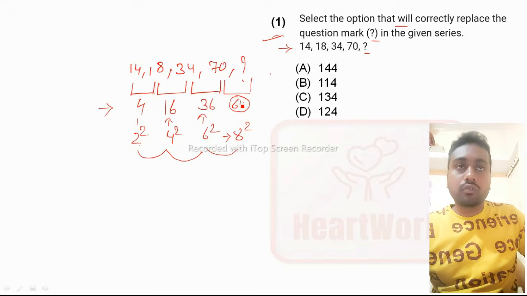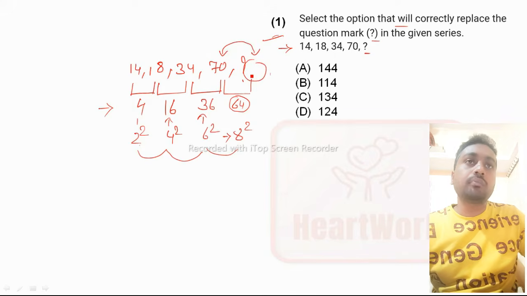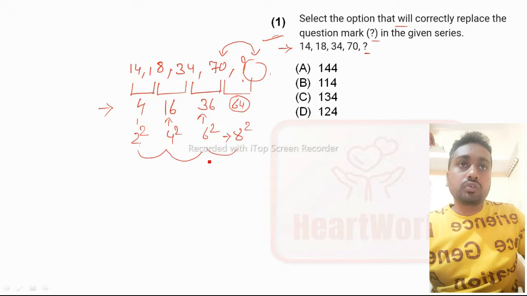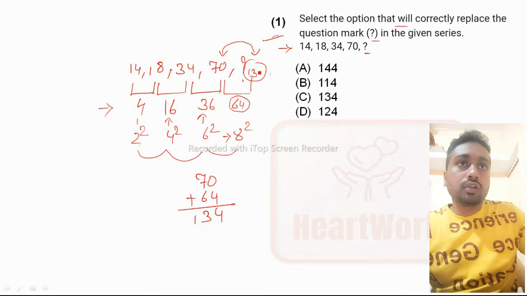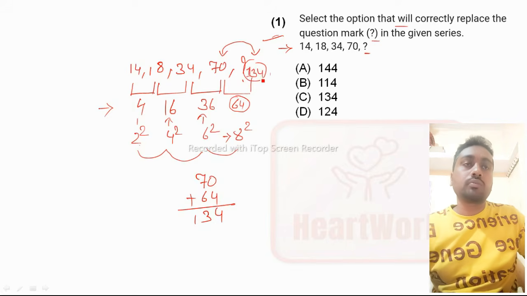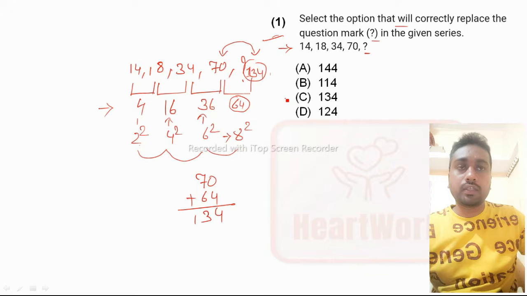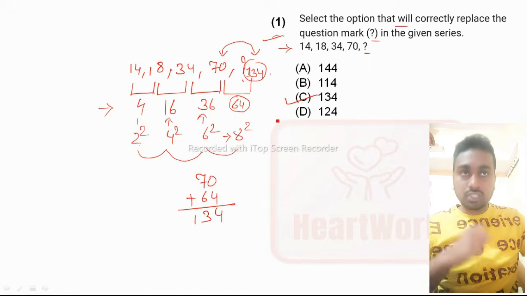So how will this number come? We find the gap, so it should be 64. Now directly we can add 70 and 64, which comes to 134. So the question mark number should be 134, option C. Like this you have to solve series questions.